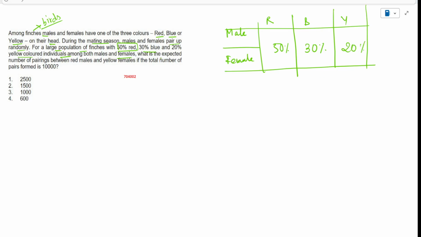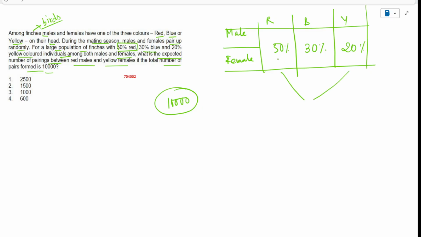So the question says: what is the expected number of pairings between red males and yellow females if the total population is 10,000? Expected means this is in the sense of probability, you can say. So what is it for red male and yellow female?